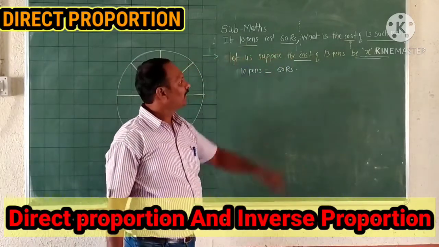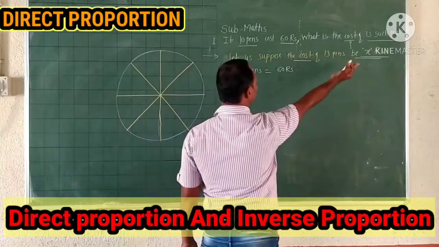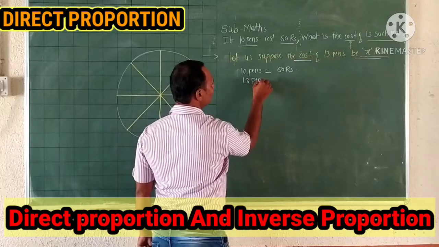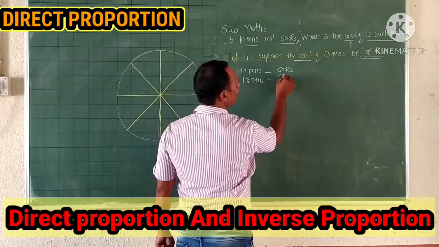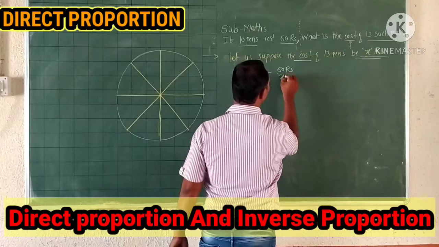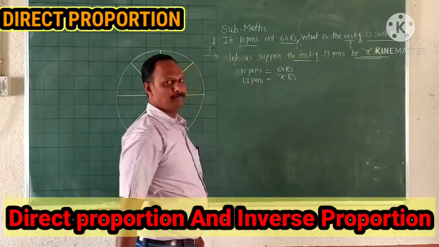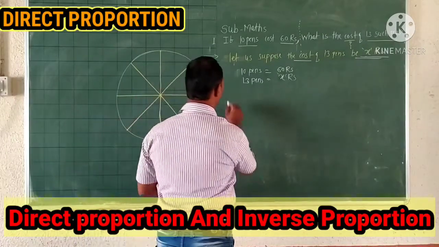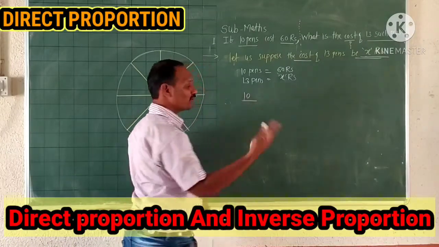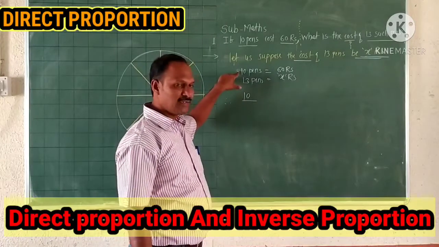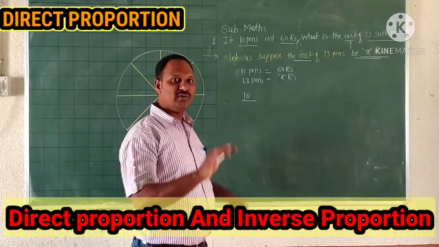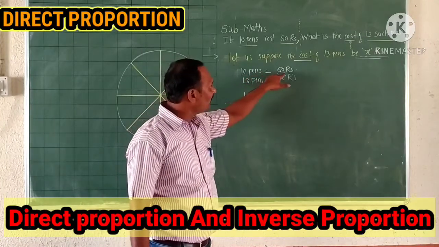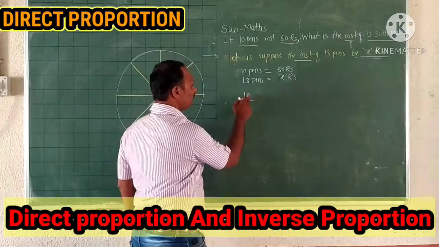Again in the first statement. Now what is the second statement? What is the cost of 13 such pens? How many pens? 13. You write here 13 pens. Now what is the cost? You see here X rupees. Okay? Then you write this type. Then you write again here 10 pens in the ratio form. Now you write these two statements in the ratio form. Ratio means numerator upon denominator. Means the first statement, 10 pens for how many? 60 rupees. You write here 10 pens cost.